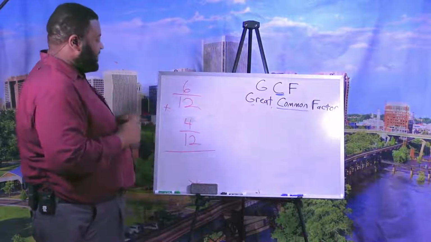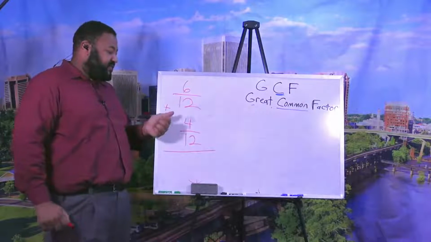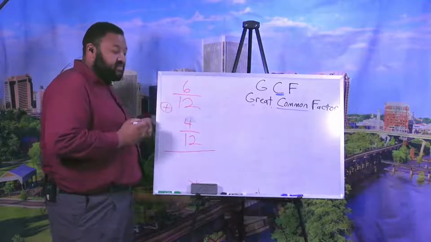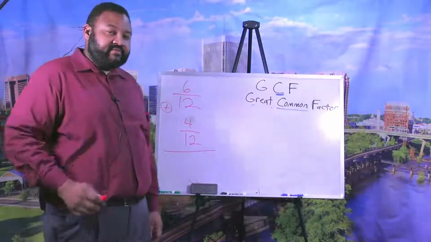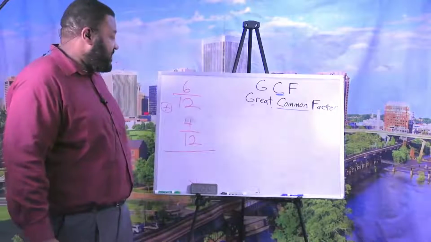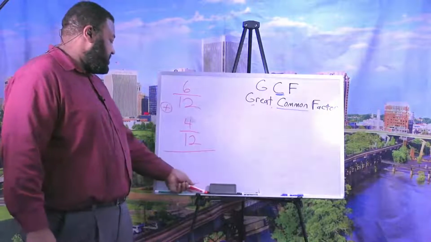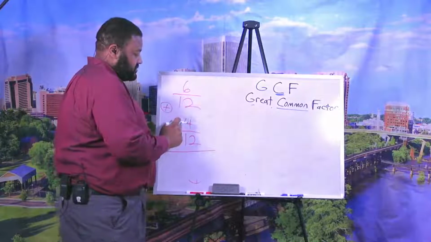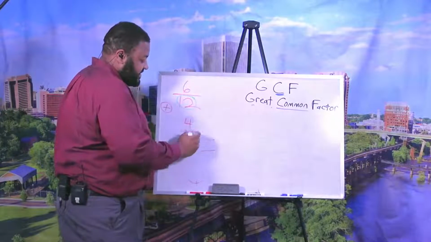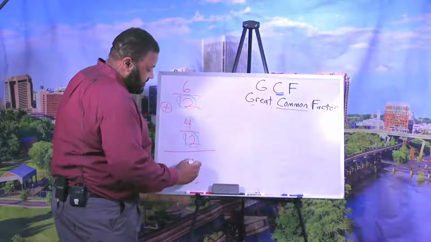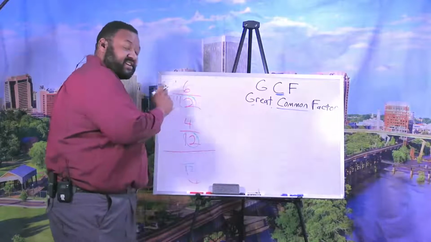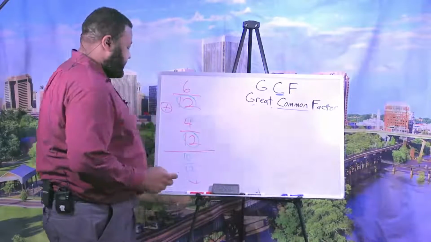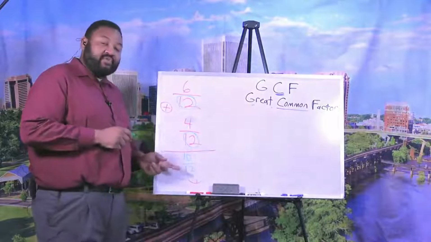Write this one down for me. 6/12 plus 4/12. Once again, what am I doing? I am adding 6/12 plus 4/12. My denominators are the same. Put a 12 right there. And I have 6 plus 4, which will be 10. So my answer is 10/12.